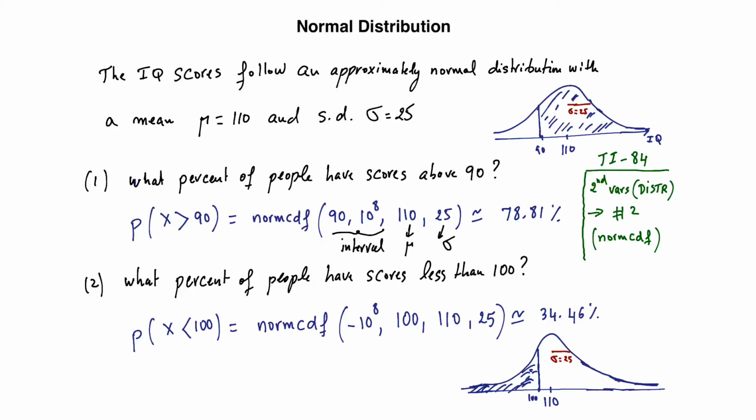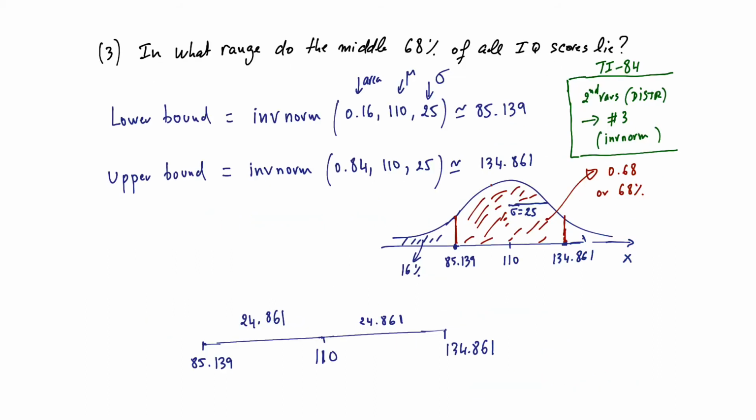So it's the same problem, okay? I just changed the direction so you know how to handle the interval. That's why I did this problem, okay? This interval goes from 90 to infinity, and this one goes from negative infinity to 100, okay? Now, let's move to inverse norm. In other words, I am asking you to tell me an IQ score that represents a specific location area. So remember, inverse norm takes you from area to a particular location.